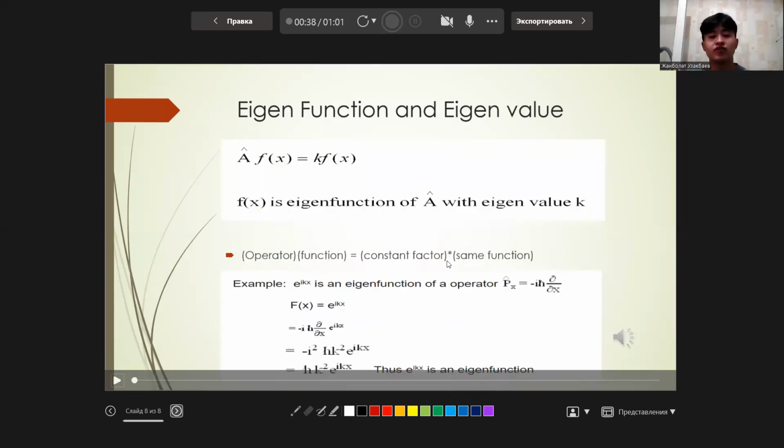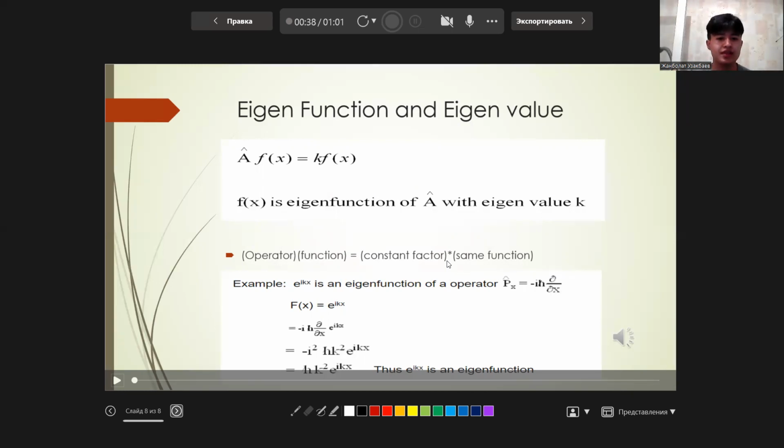Last, we have eigenfunctions and eigenvalues. Here, A f(x) equals k f(x). f(x) is an eigenfunction of A with eigenvalue k. We have eigenfunctions, the main formulation: operator times function equals constant factor times the same function.